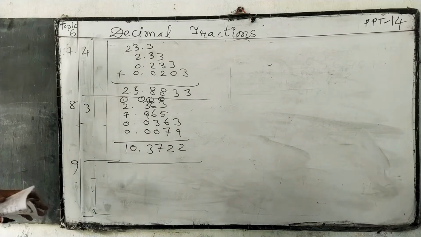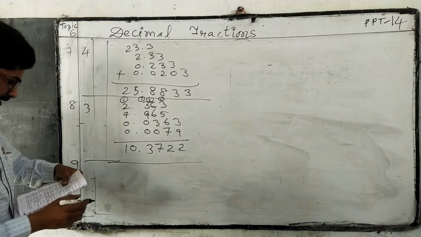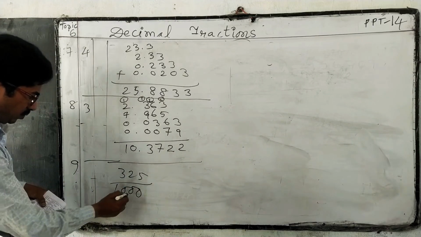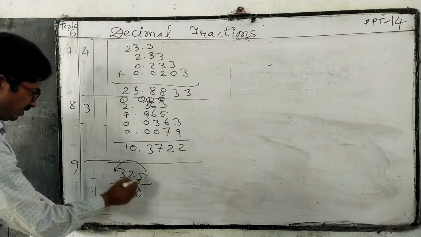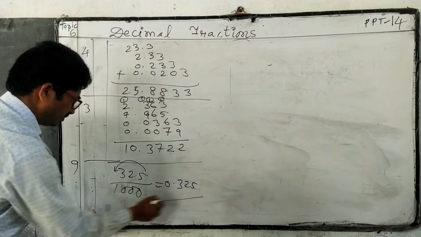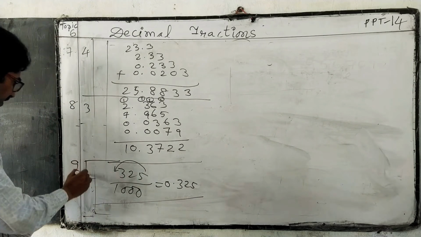9. What is the decimal equivalent of 325 by 1000? To divide by 1000, shift the decimal to the left by 3 places. 0.325, option 1.